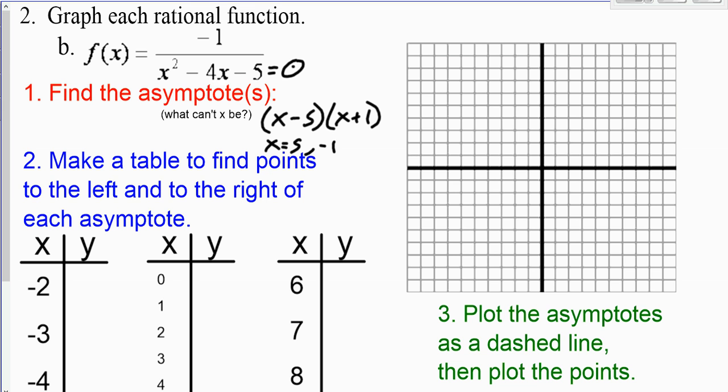So as I plot my asymptotes at x equals 5, so 2, 4, 5, so the asymptote is here at x equals 5, and another one at negative 1. So I have my asymptotes there. So again, I want to make a table to find points to the left and to the right of the asymptotes to see what's happening next to them.